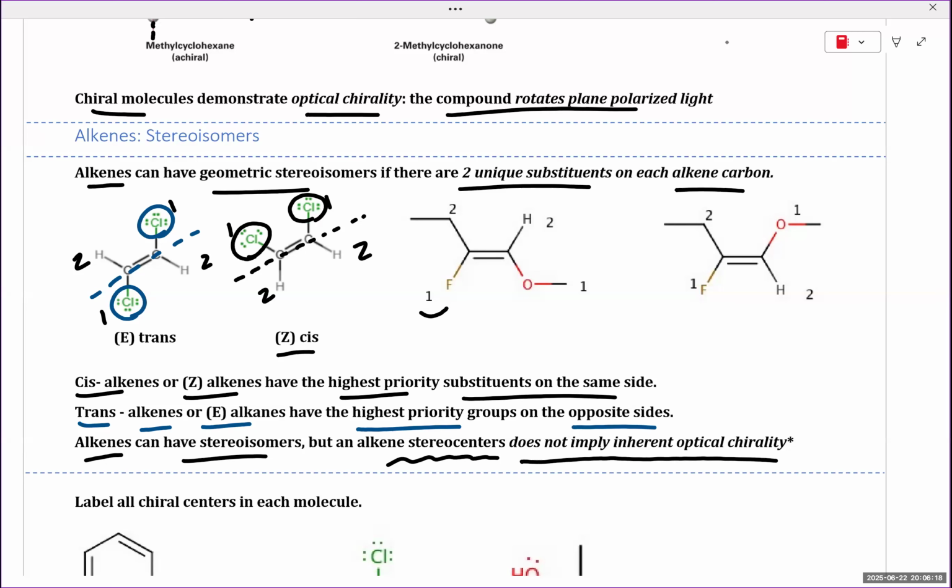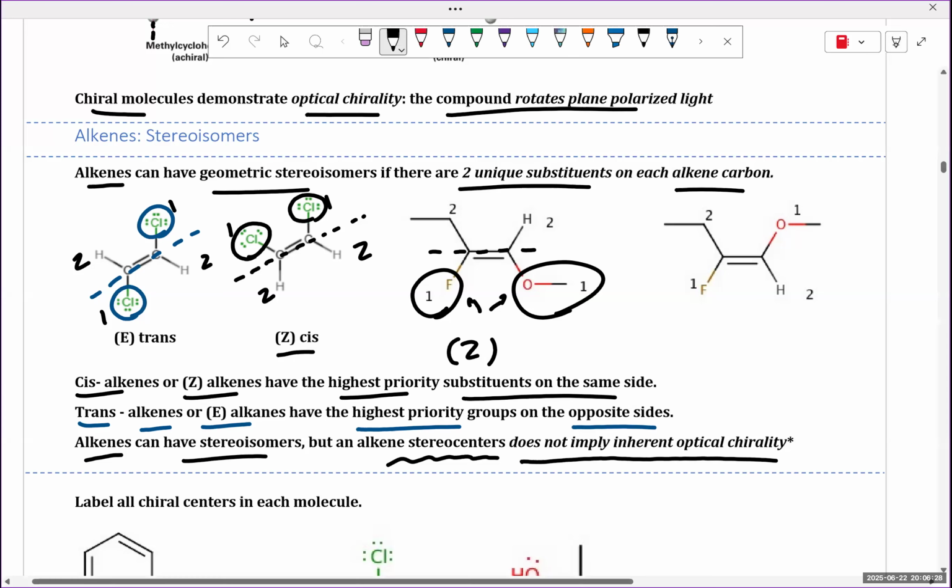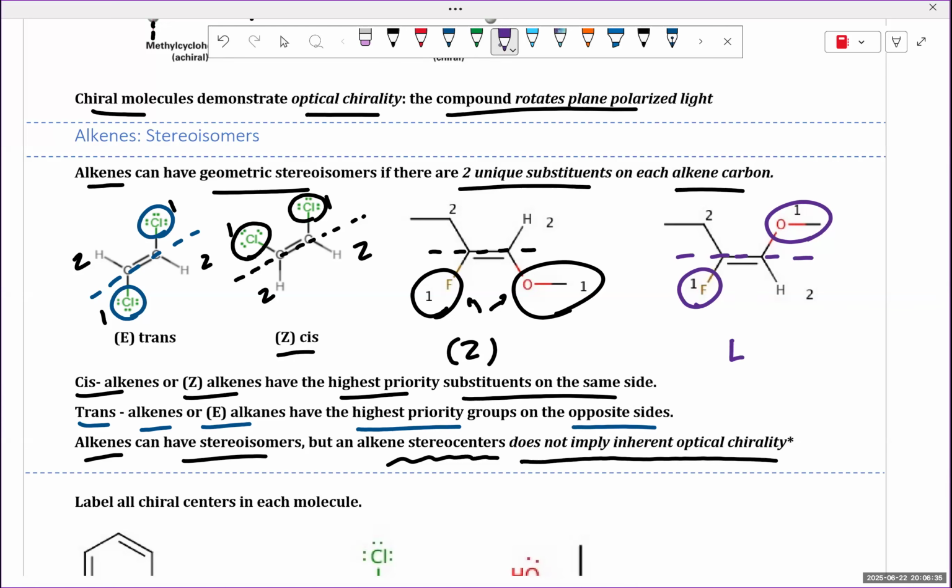So in this case, we have fluorine and oxygen, our highest priority groups, on the same side. So this would be a Z alkene. In the second case, fluorine and oxygen, our highest priority groups, are on the opposite side. So this would be an E alkene.